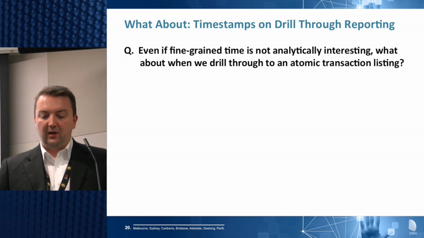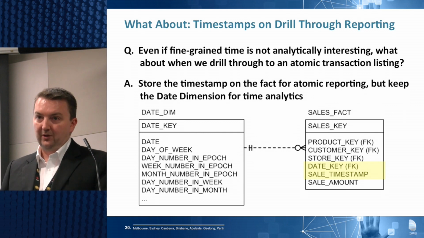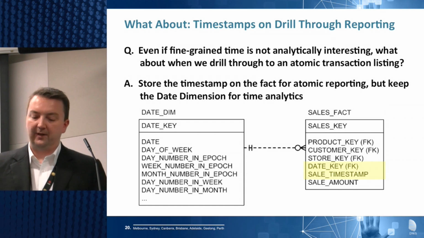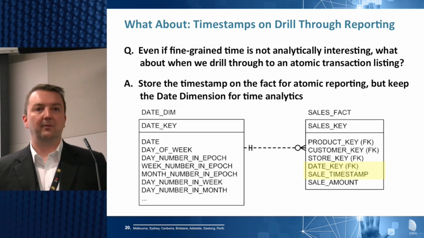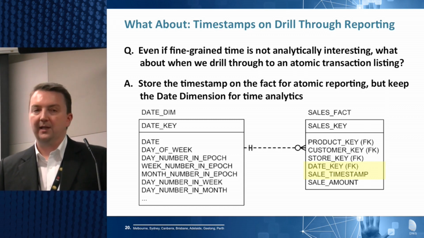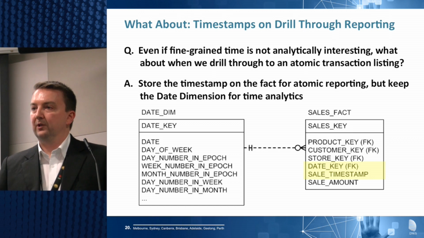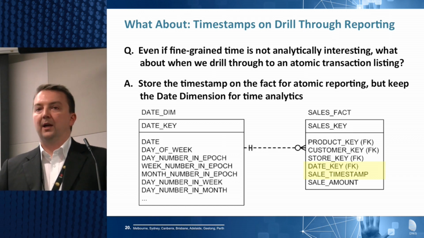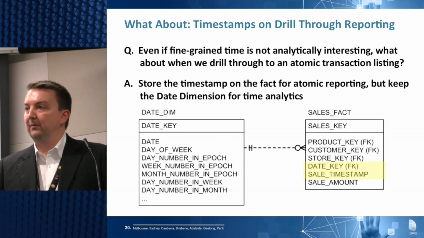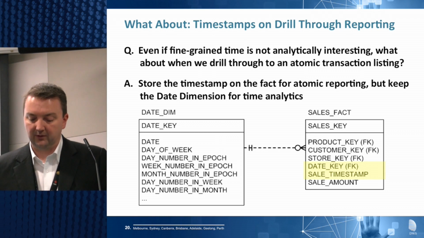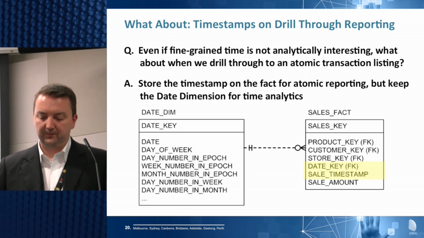I didn't say you couldn't store the date and time, or the timestamp. You can store that in the fact table as a secondary attribute. It's not used for analytics, and by analytics I mean rolling up and drilling down, but it is used for displaying data at the most atomic level. We can think of it like displaying our order number, something that's distinct at the very lowest level of analysis or drill-throughs.